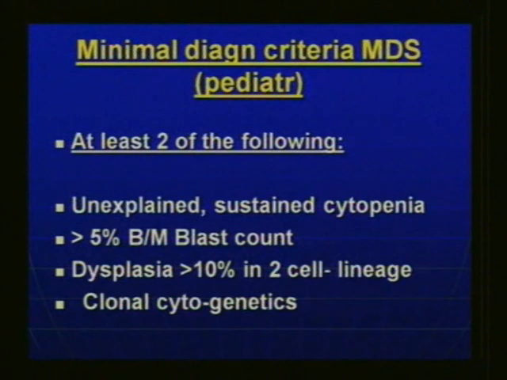Unexplained sustained cytopenia with more than 5% blast count; dysplasia of more than 10% of cells, not in one cell line as in adult MDS, but in at least 2 cell lines; or clonal cytogenetics, as we have found in MDS in adults. So 2 of these 4 criteria are important to make a diagnosis.